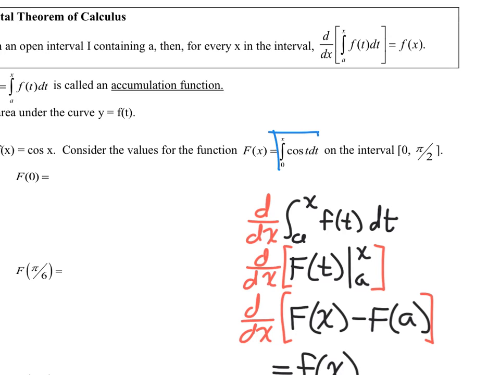All right, so we know that the antiderivative of cosine is what? Sine over the interval of 0 to x. Oh, I wrote x. Well, I kind of jumped the gun.